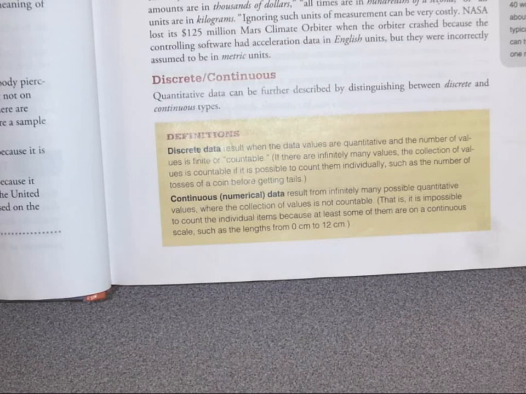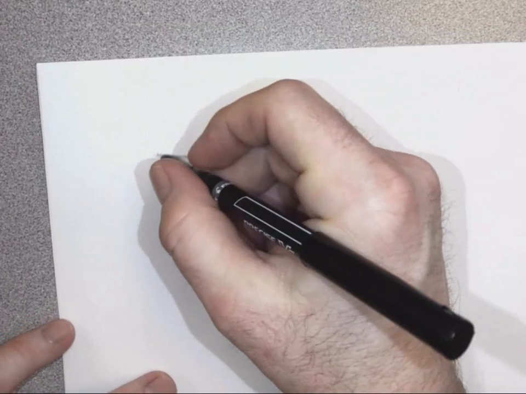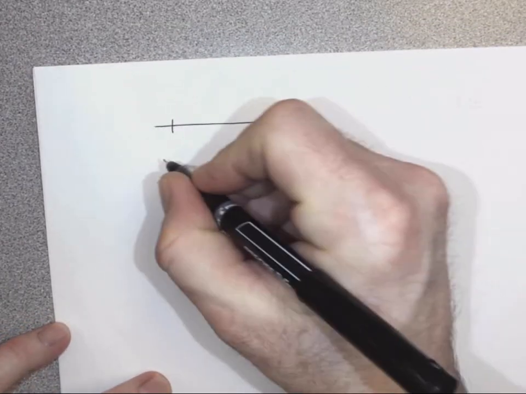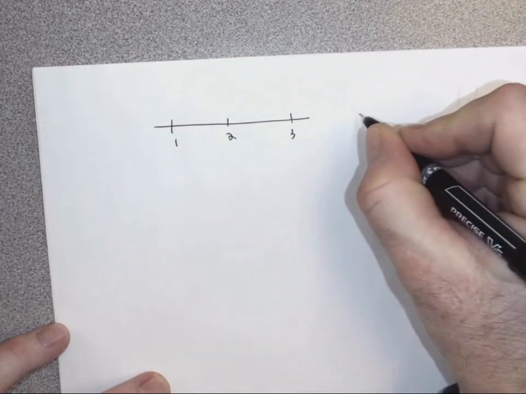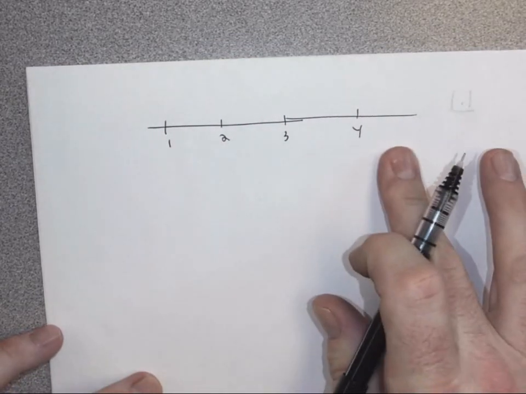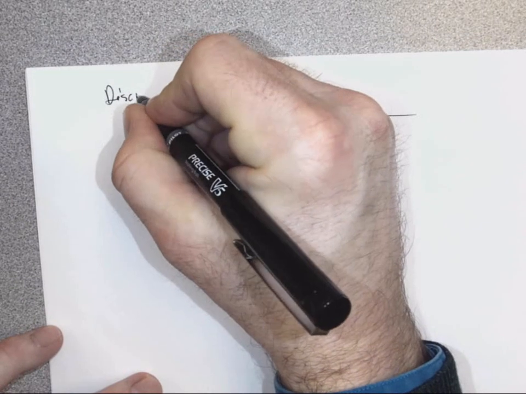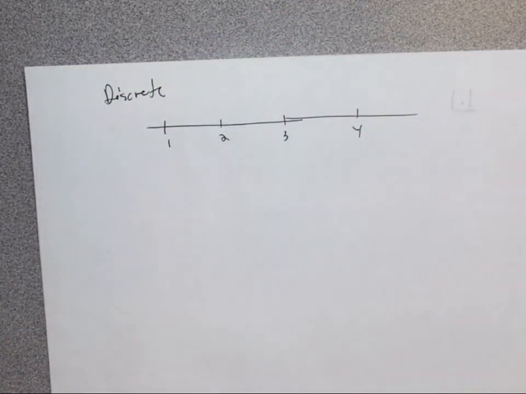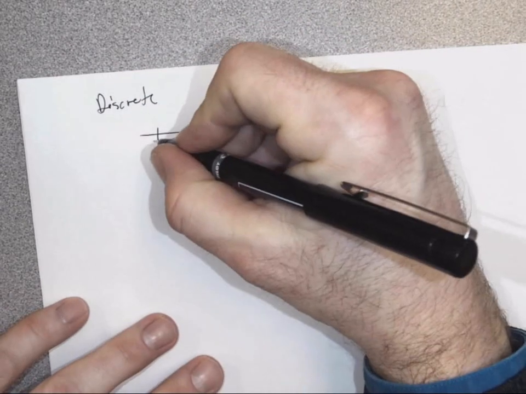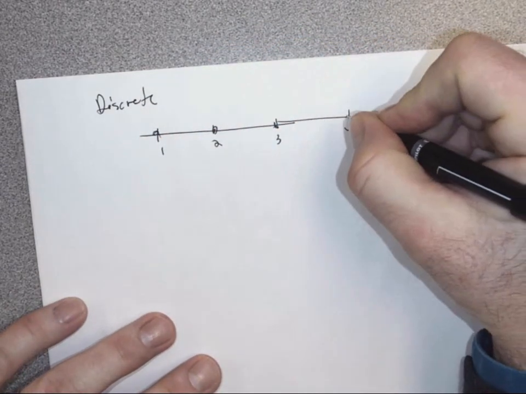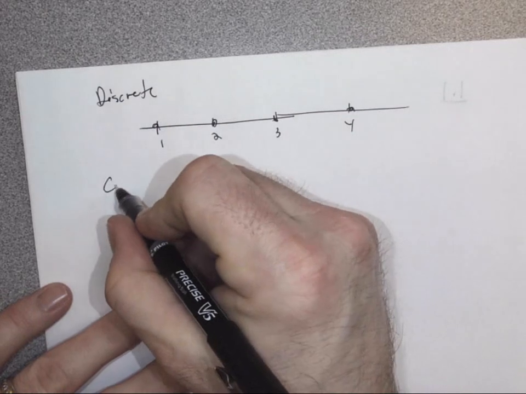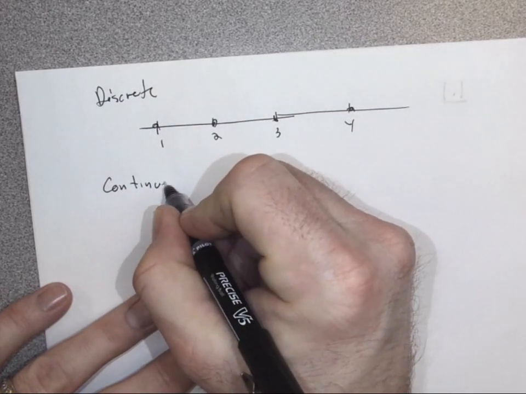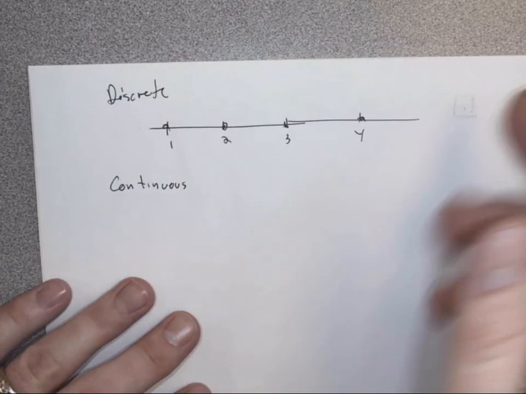The best way I can describe this is with a number line. You have 1, you have 2, you have 3, you have 4, and so on. There happens to be separation. Your discrete data would have some separation between these data points, and that's what we consider discrete. Continuous data would not have these breaks. It'd actually be more smooth.